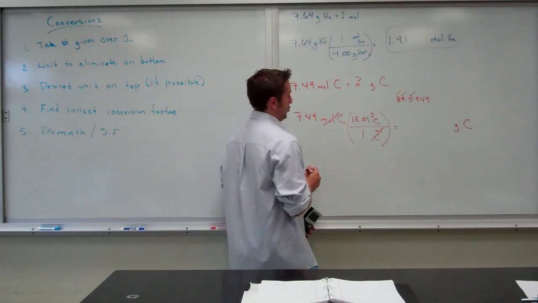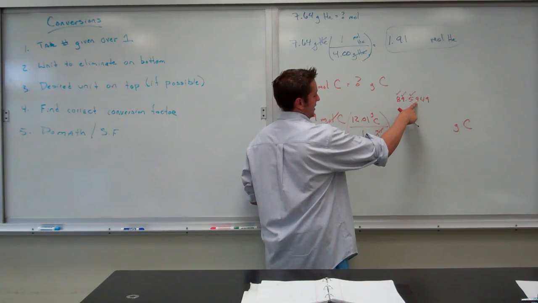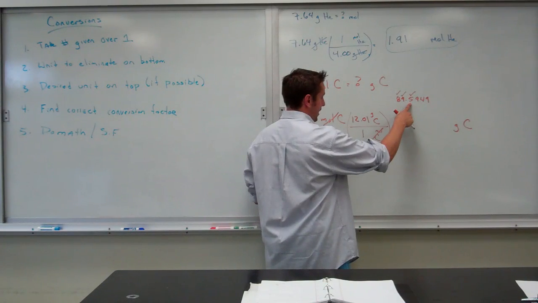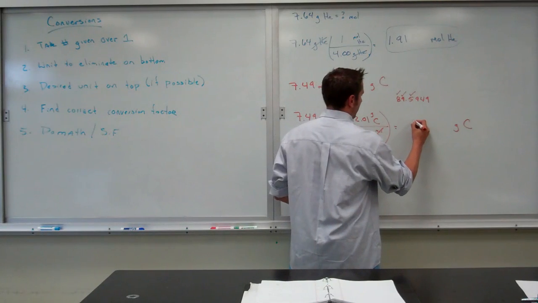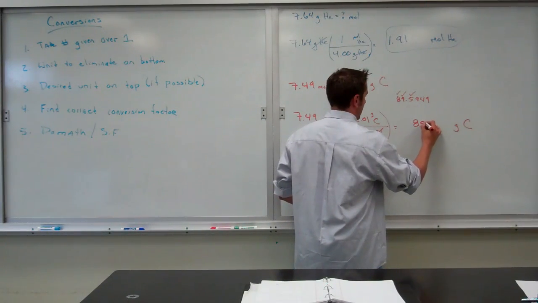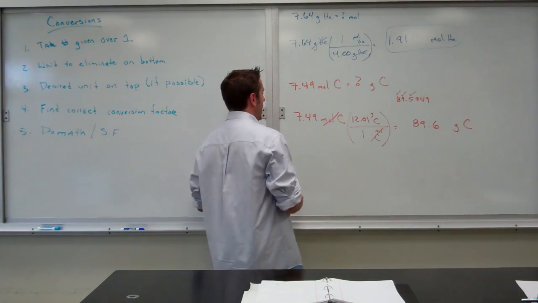Now I have to round. 5 has a 9 after it. Will the 9 round the 5 up? Right, you bet it will. So that will give us an answer of 89.6 grams of carbon.